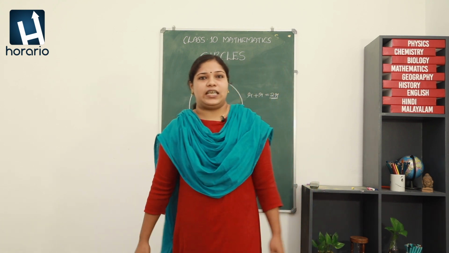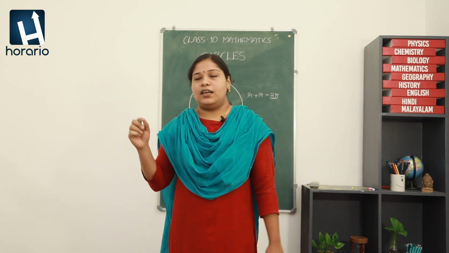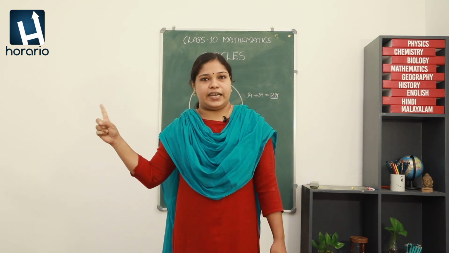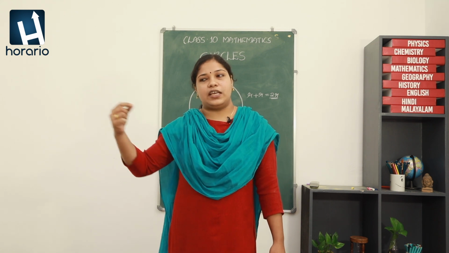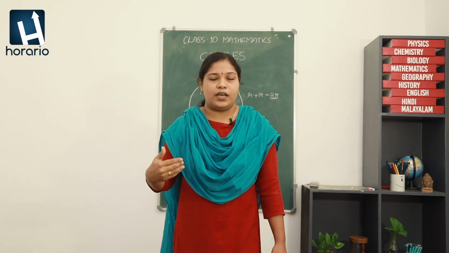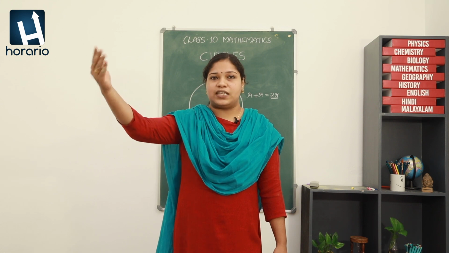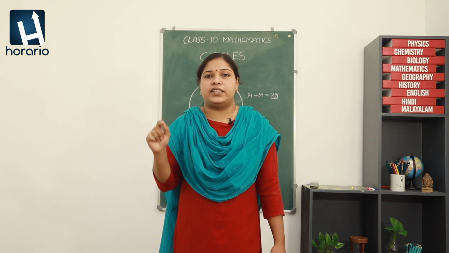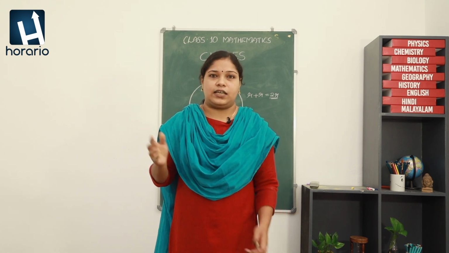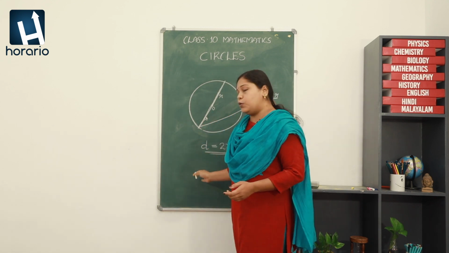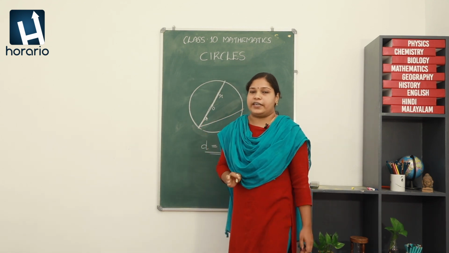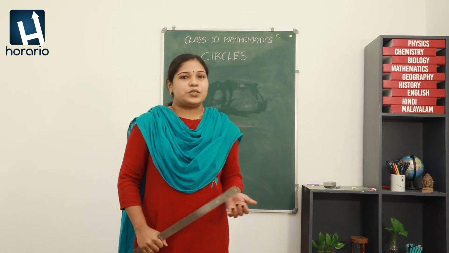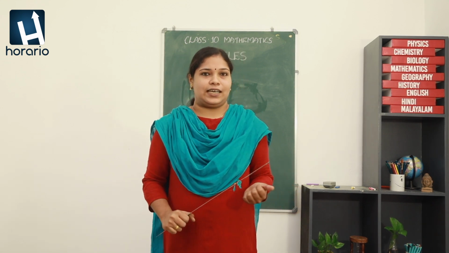Now, what have we seen? We have seen a circle with a center and a radius, and the line joining any 2 points is called a chord, and the line which passes through the center joining any 2 points is called the diameter of a circle. Also we have seen the relation between diameter and radius of a circle. Now today let us learn a few more new things that are related with circles.